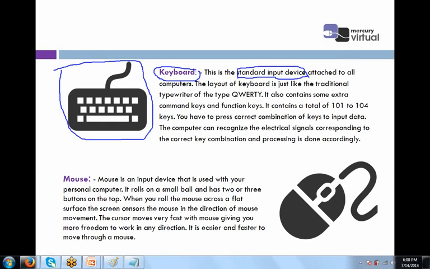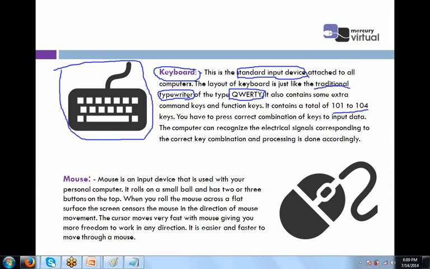The layout of the keyboard is just like the traditional typewriter. Typewriter is a traditional term. And the keyboard which we use is the QWERTY keyboard. That is the name of the keyboard. There is no full form of these characters basically, but it is known as the QWERTY keyboard. It contains basically 101 to 104 keys, depending upon the keyboard.